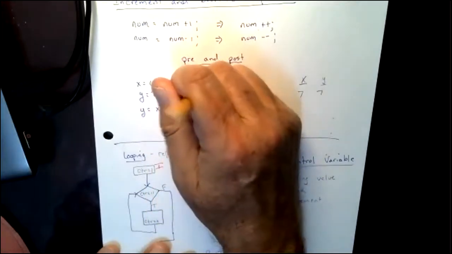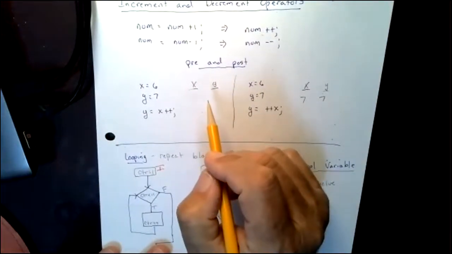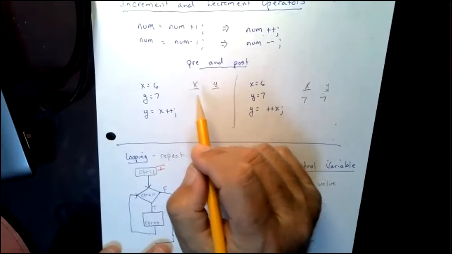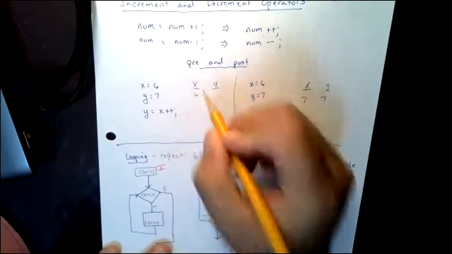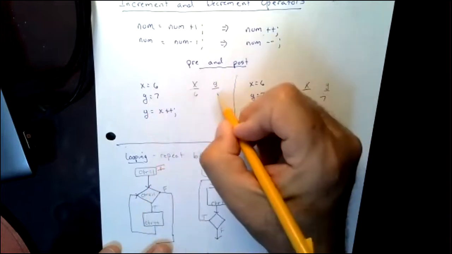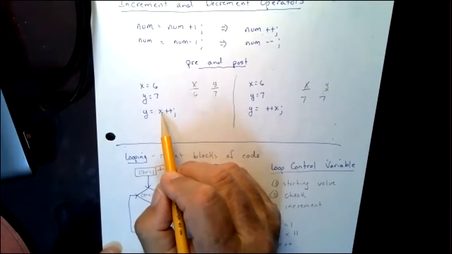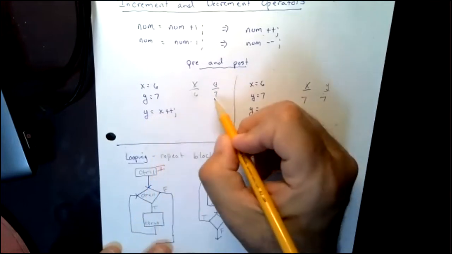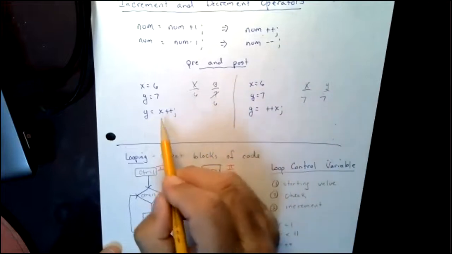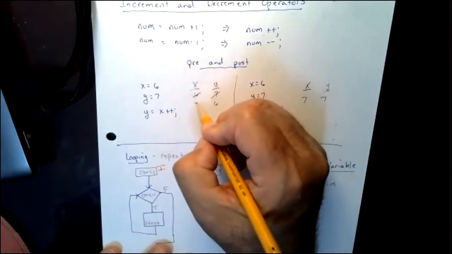So right now, x is 6, y is 7. One of the things that I can do, and sometimes I do this by hand, sometimes I use system.out.println, is to see what values are at certain points. So right now, x is 6. I come down, y is 7. Then I come down to this line, and the very first thing that happens is y gets the value of x. So now y gets the value of 6. Now x gets incremented and x becomes 7.